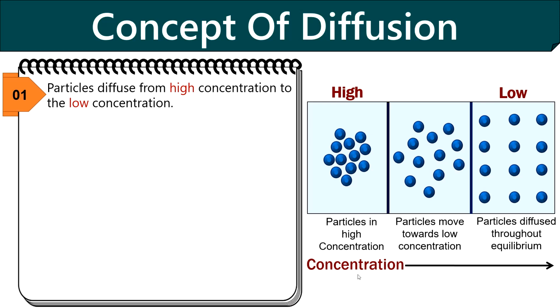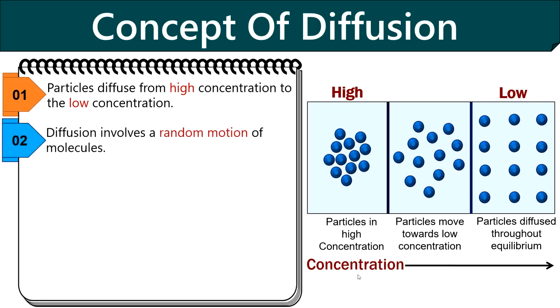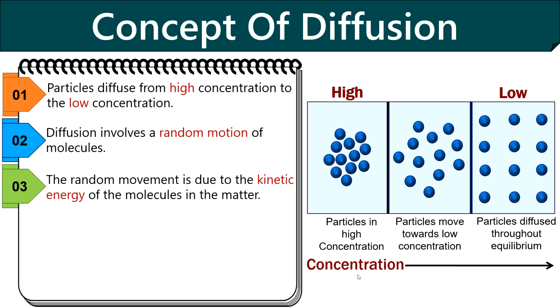In diffusion, there is a bulk movement of atoms, ions or molecules from a corner of higher concentration to a corner of lower concentration. The diffused particles or ions show Brownian motion, or they move randomly in any direction, and this random movement is caused due to the kinetic energy of the molecules. Gas molecules have a higher kinetic energy than the molecules that exist in the liquid and solid phase.